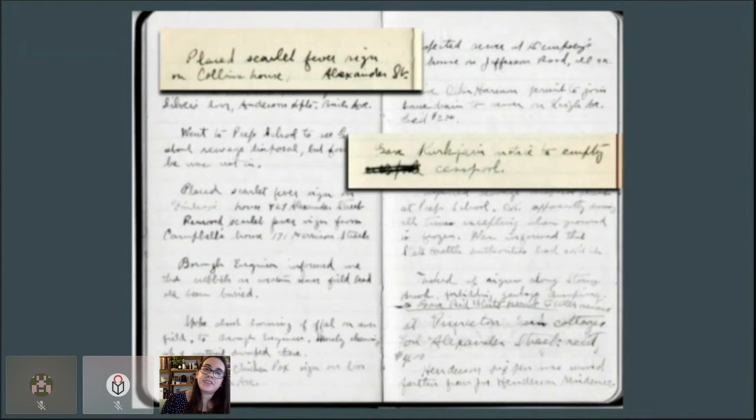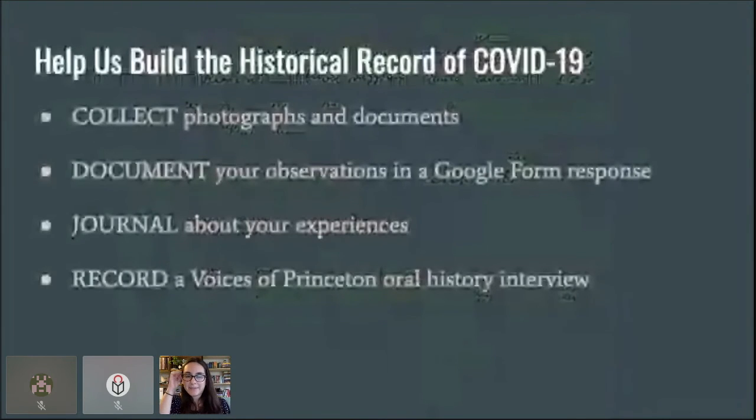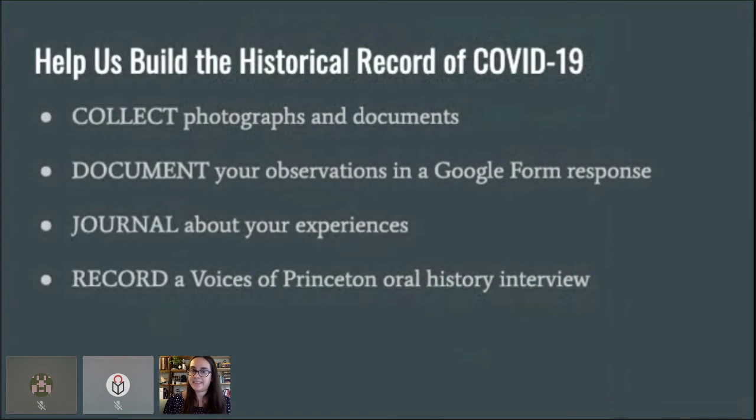So, as you can see, our ability to connect the past to the present in these very relevant ways depends on what has been preserved of previous events. Historians rely on documents, newspapers, images, and personal recollections to weave together a narrative about the past. And we hope you will help us make sure that there is a robust record of the COVID-19 pandemic and its impact on Princeton for future generations to observe and understand.